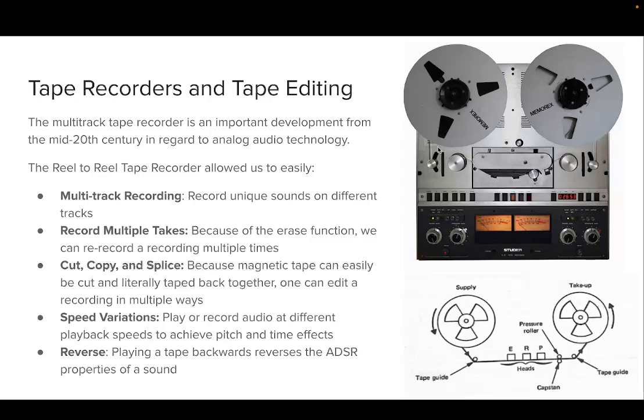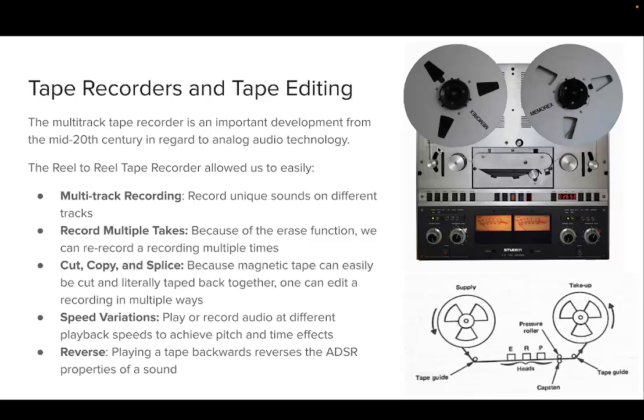The reel-to-reel tape recorder allowed us to easily multi-track record, or record unique sounds on different tracks, and thereby record different instruments at different times, or be able to control the amount of energy on any track from a different instrument at a time. Record multiple takes, which means that we are recording different takes of a session. And because of the erase function, we can re-record a recording multiple times. Multi-track recording and the use of multiple takes makes it so much more flexible to record a group.